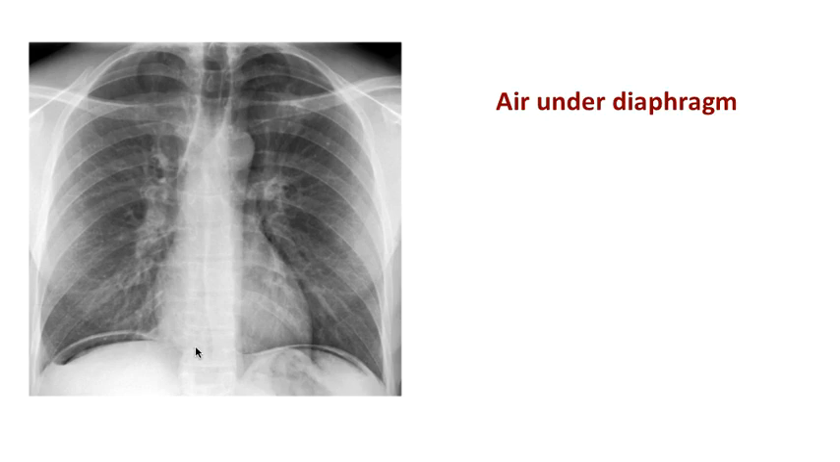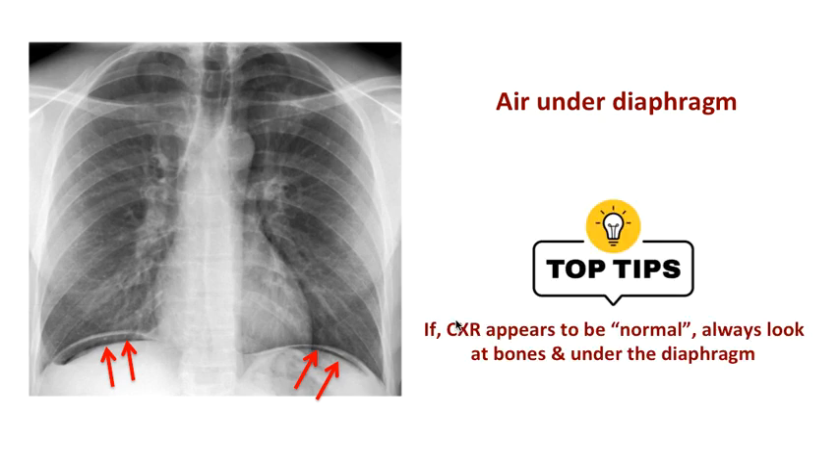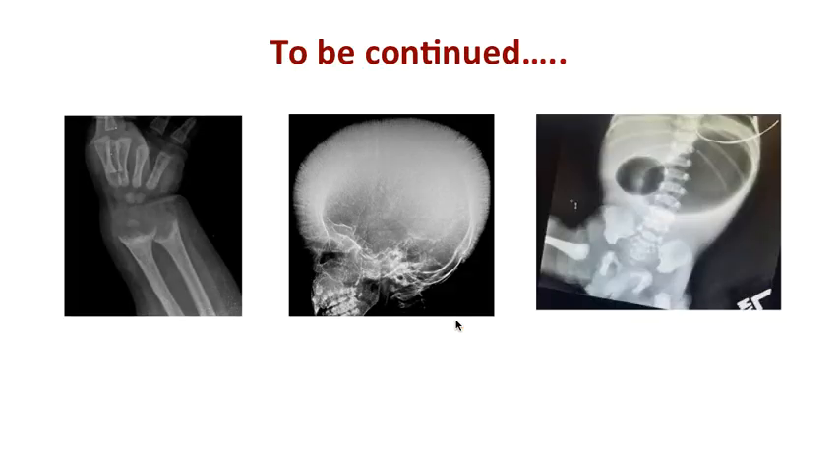Air under the diaphragm. On the right side, we should not have seen this crescentic air collection, right? On the left side, sometimes we see air because of the gastric bubble, but that is not crescentic in shape. So if you are seeing this crescentic air collection under the diaphragm, it's an ominous sign, suggests intestinal perforation. So here is a pro tip for all of you. If you are shown a chest X-ray by your examiner and it appears normal to you, then always look at bones and under the diaphragm.